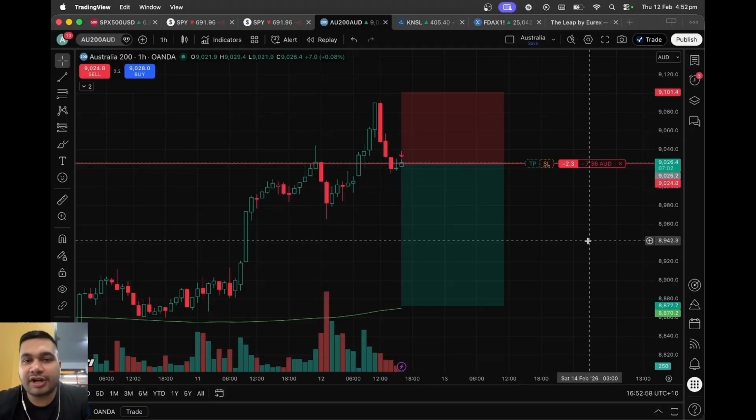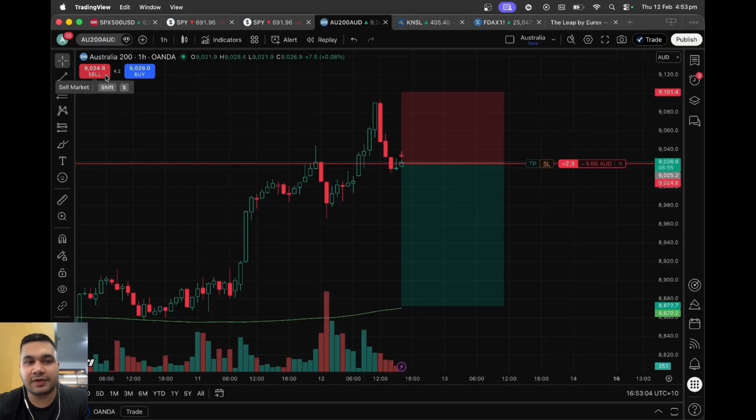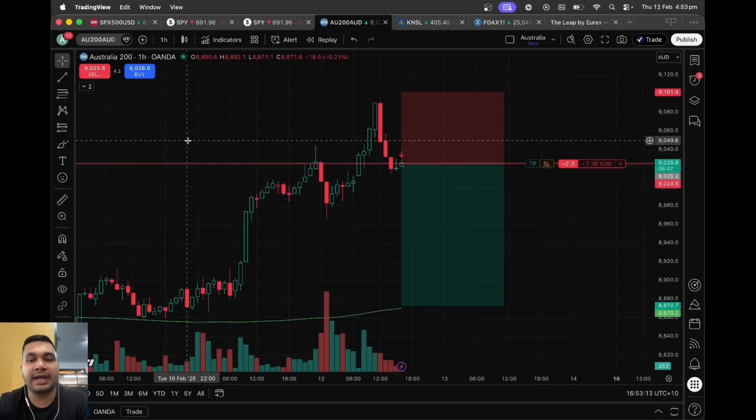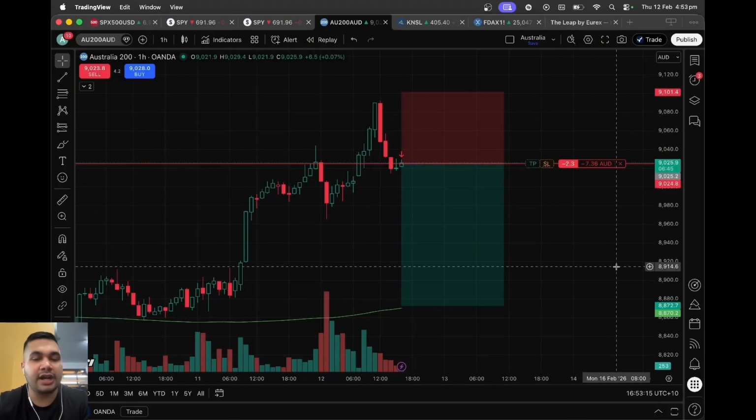The reason I went straight away into a loss is because of commissions. So this is the price you pay to enter the trade. So you see the price difference over here. If I want to buy, I have to buy at 9029. If I sell at 9024.8. So this is the commission or the spread which I pay. And because of this, I go straight into a loss.